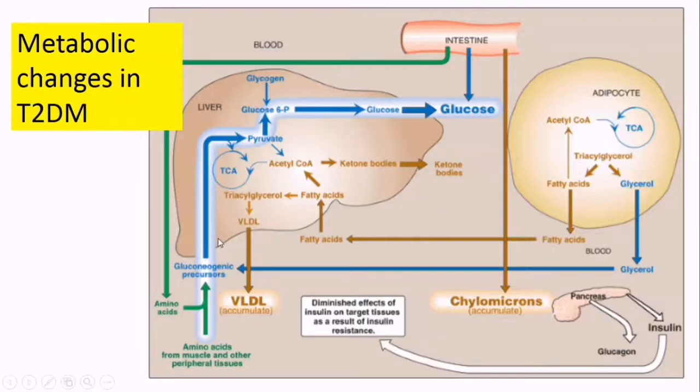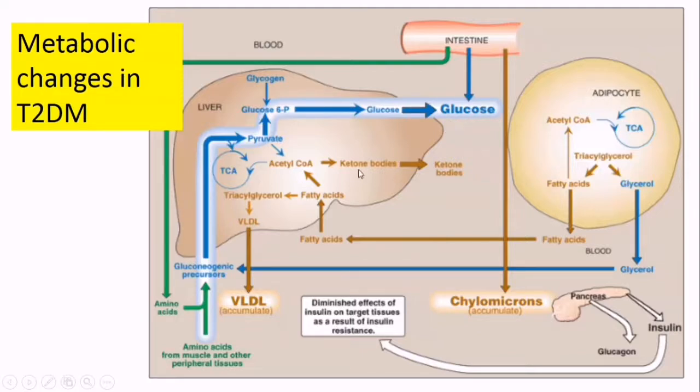So these are the metabolic changes seen in type 2 diabetes. The hyperglycemia is also because of polyphagia. The patient has an increased quantity of diet, which leads to increased absorption of glucose that goes to the blood, and also gluconeogenesis and glycogenolysis lead to increased hepatic production of glucose, which also contributes to the hyperglycemia of type 2 diabetes.